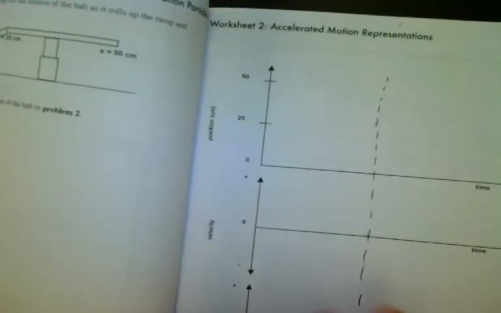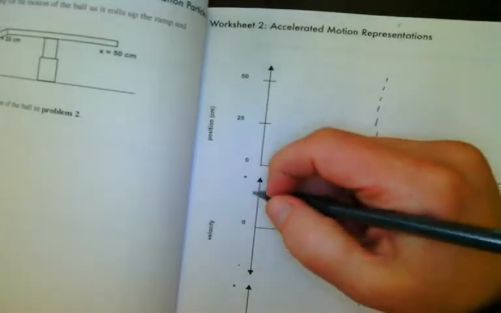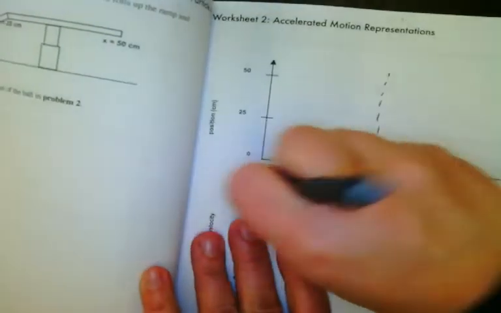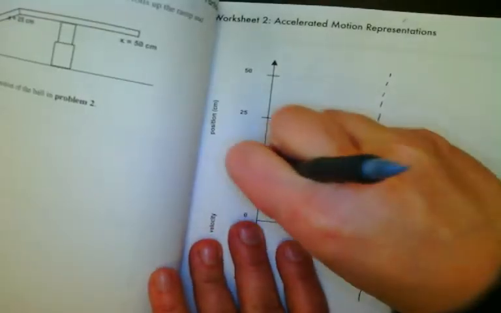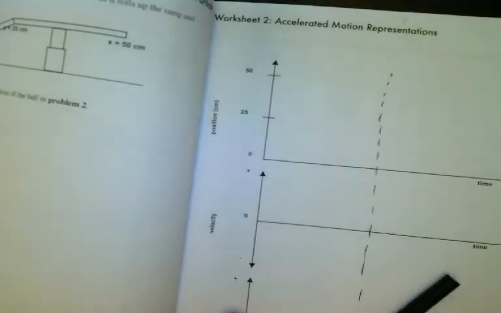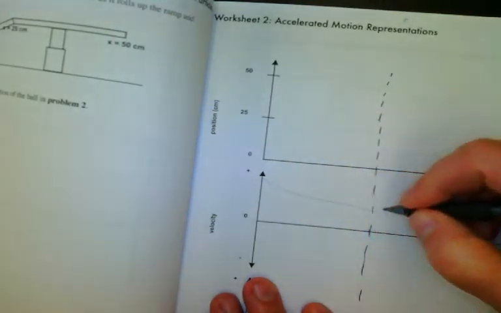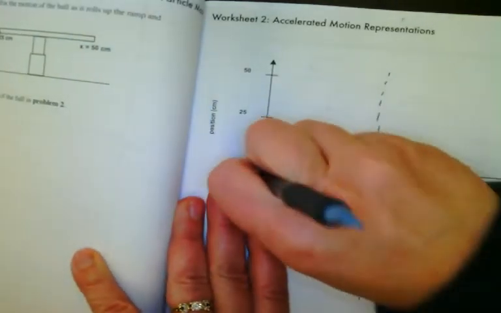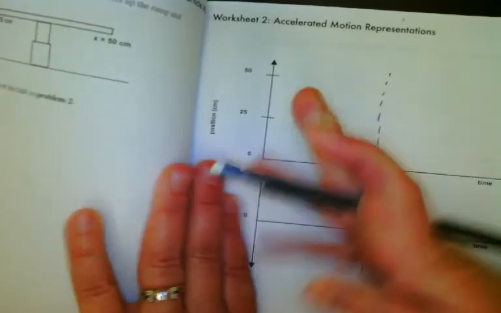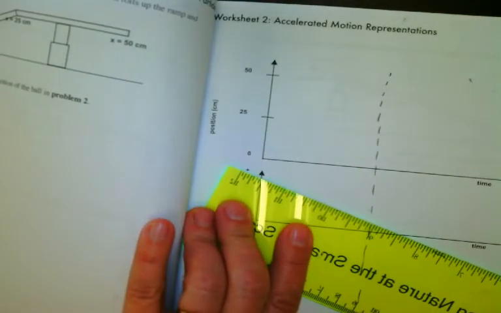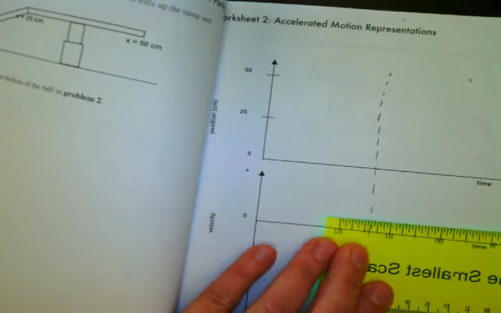Because our velocity is not zero, right? So it should look like this. Oh, that's so bad. It's so hard for me to draw one when I'm not standing up. Oh, that's so terrible. You have a ruler right there. I know. So it would go like this, and then it would go like this.